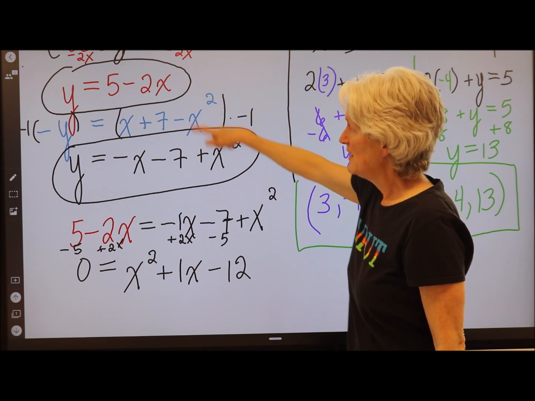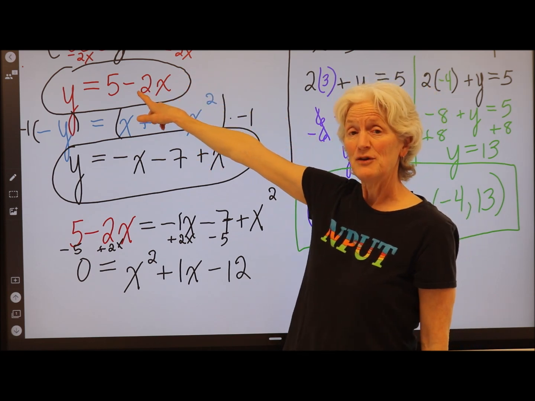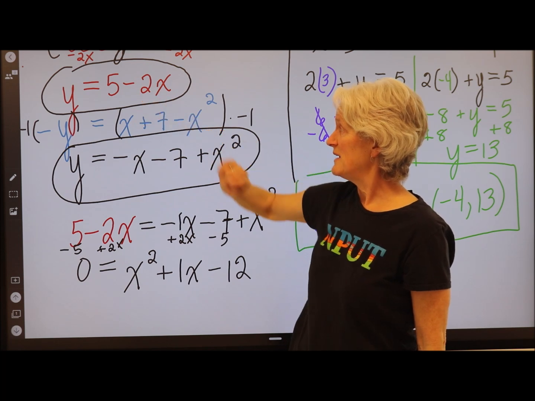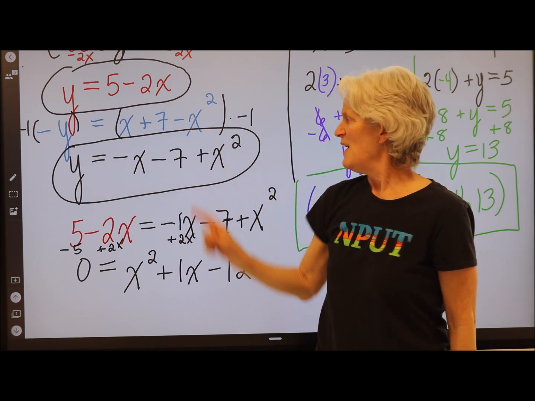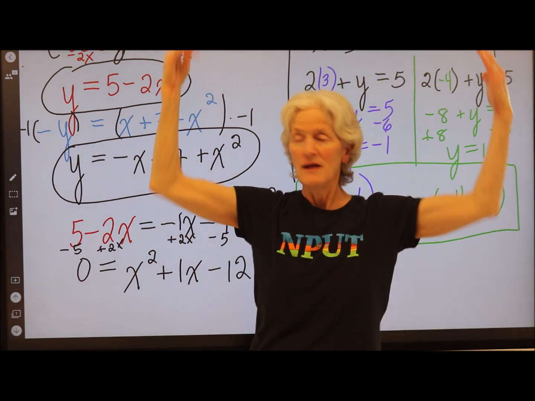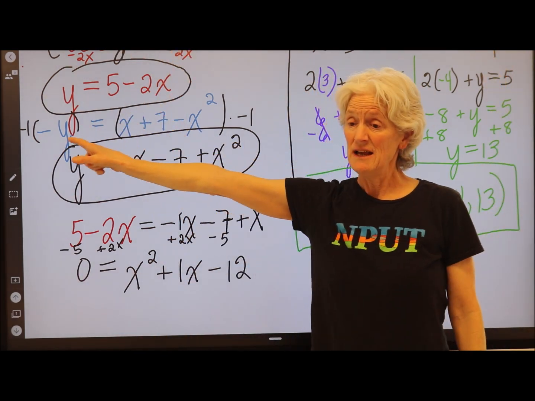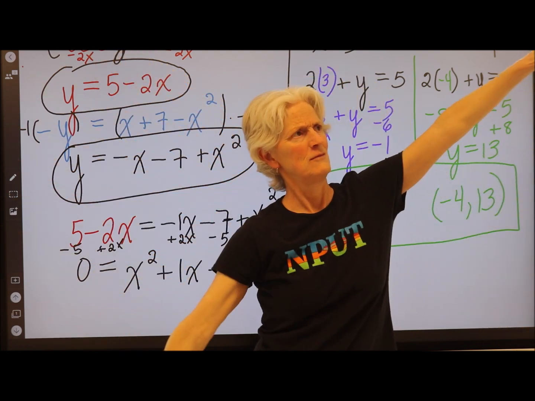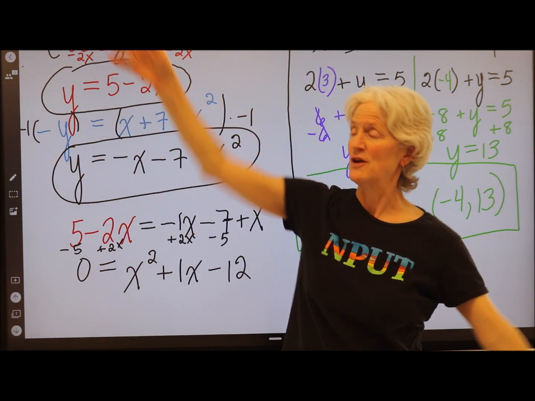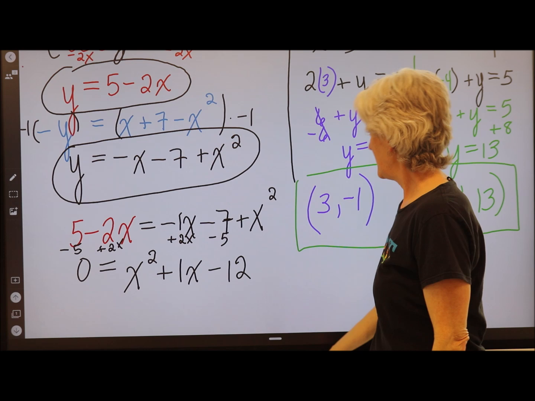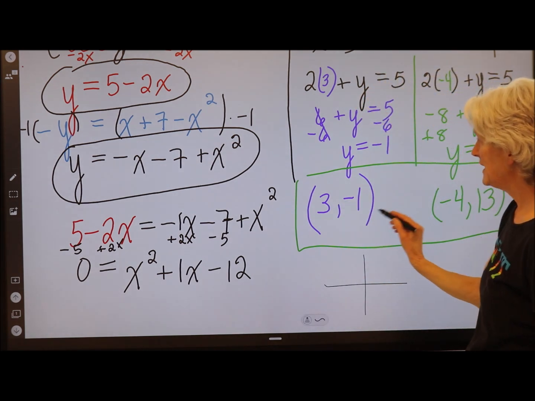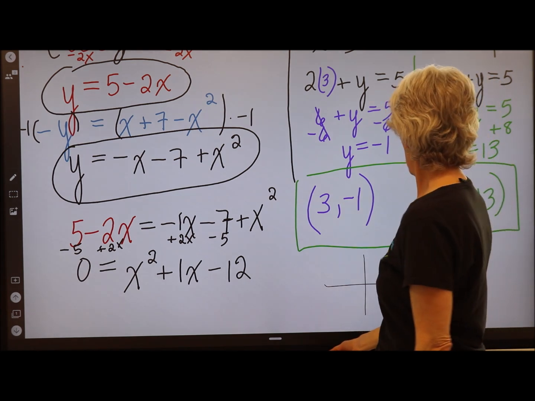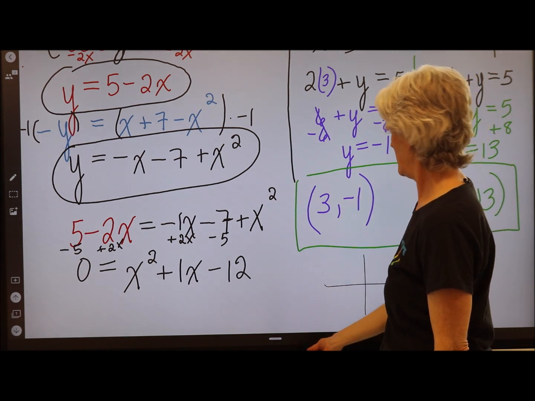Also, let me just remind you, you could go ahead and put that in your calculator. y equals 5 minus 2x, and y equals negative x minus 7 plus x squared. This one's going to look like a parabola. This one's going to look like a line with a negative slope. And I think you will see that they intersect at 3, negative 1, and negative 4, 13.